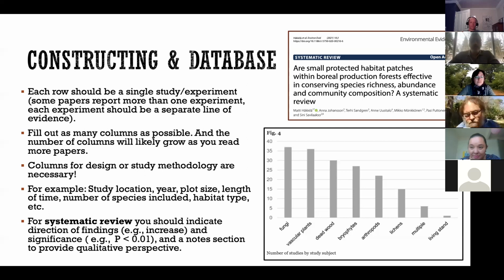You need to include as many columns as possible. And the number of columns will grow as you read more papers, because you'll get to your fifth paper and go, oh, I should also include this because I noticed the last couple of papers have commented on the time of day or something like that.